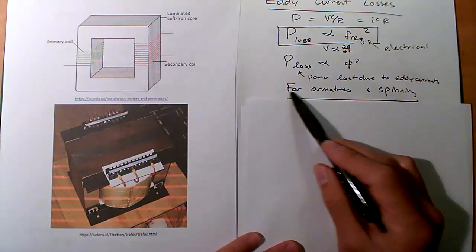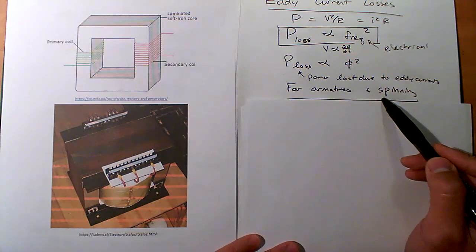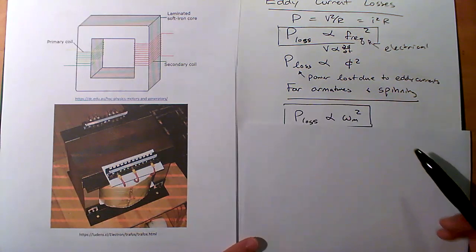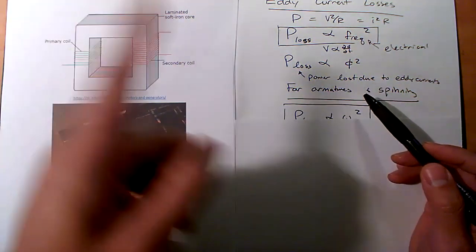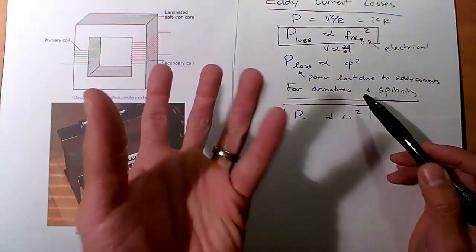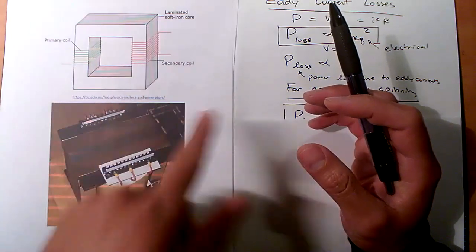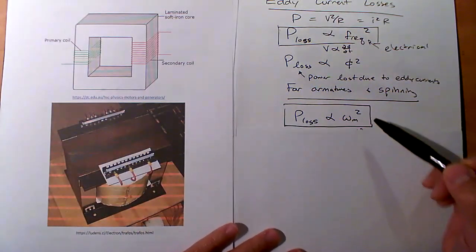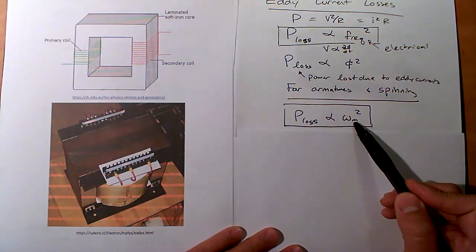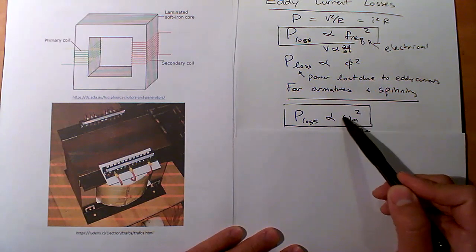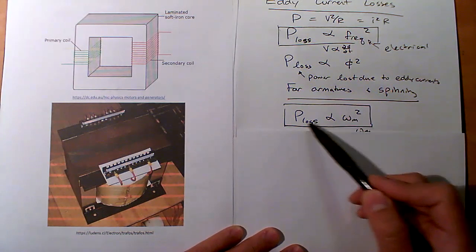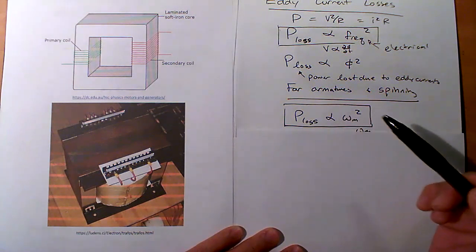Does this also happen for armatures that are spinning? Yes, it's the same kind of idea, because when you have an armature that spins around, you are passing this steel next to an external magnetic field at a certain rate, at omega m, right? And so the power loss is proportional to frequency squared, or the angular velocity squared, right? And this is the eddy current loss in your armature.